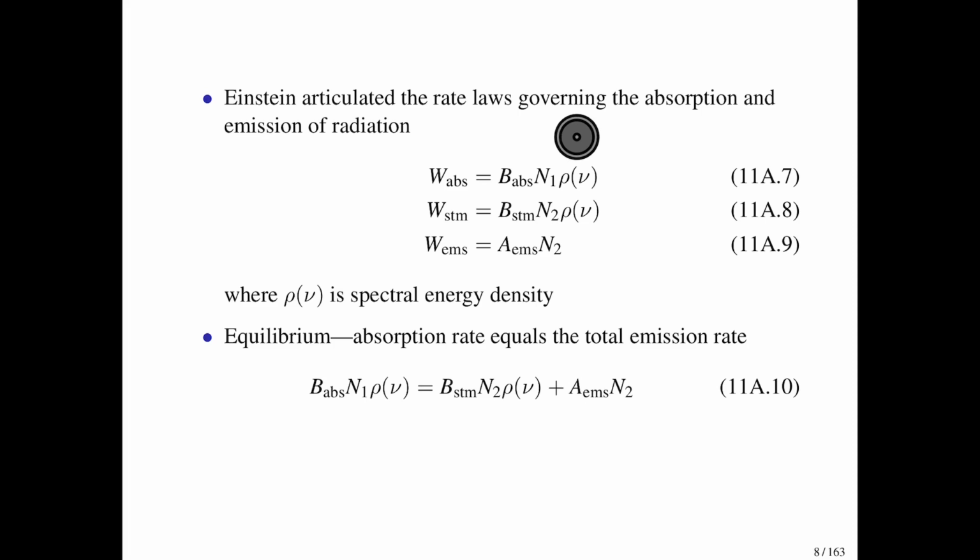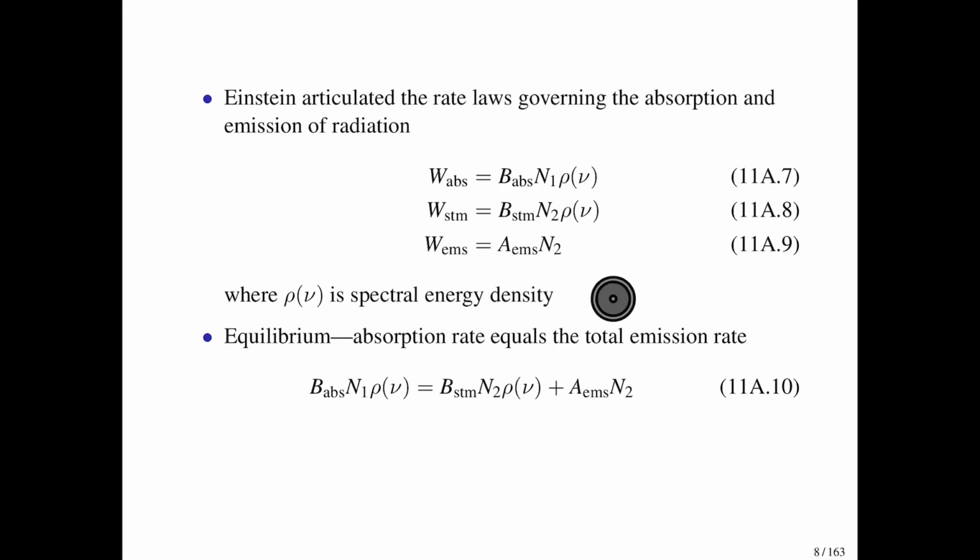This rho nu, this is called the spectral energy density. This represents the concentration of photons with a particular frequency. And you can do the same thing for the stimulated emission rate and for the spontaneous emission rate. In the case of the spontaneous emission rate, there's only one reactant, and that is the excited state molecules, and so N2 is the concentration of molecules in the excited state.